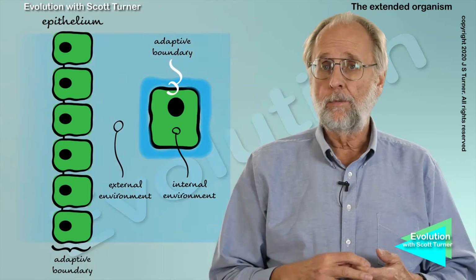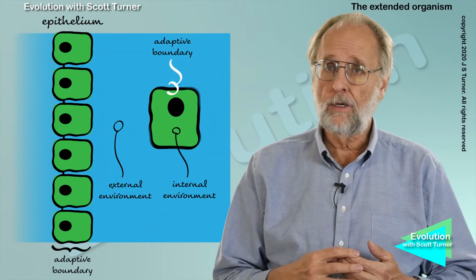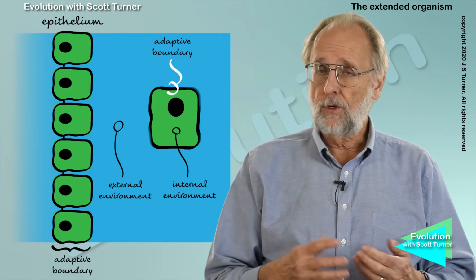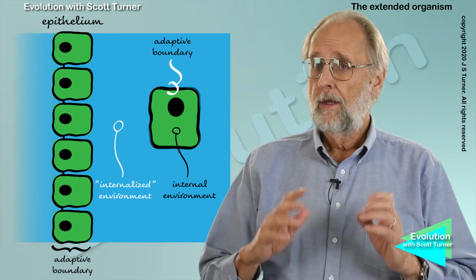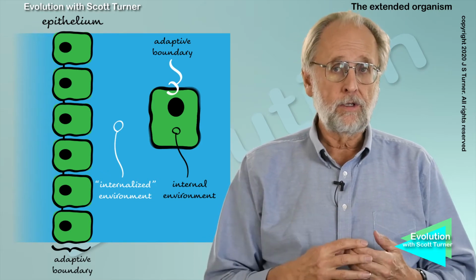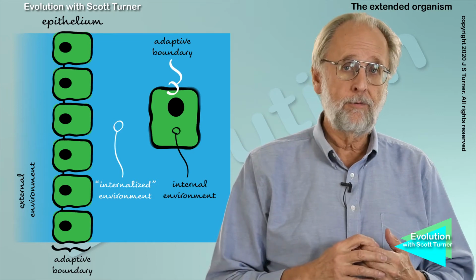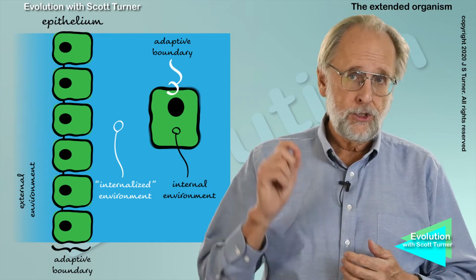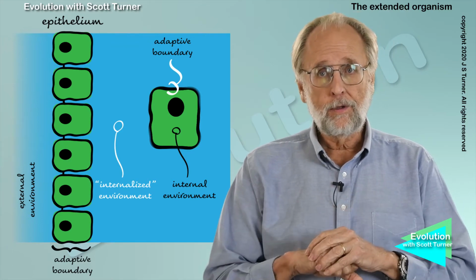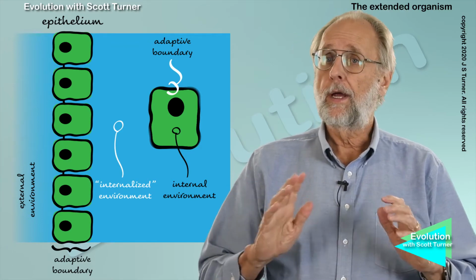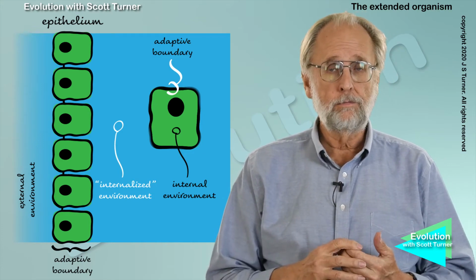Now, the epithelium can impose orderliness on what formerly had been the cell's external environment. The cell's external environment has now become an internalized environment. And there is now a new external environment that has been pushed to the other side of the epithelial adaptive boundary. Now, here's the important point. Adaptive barriers can nest within one another, and in doing so can bring ever more extensive environments under adaptive control.